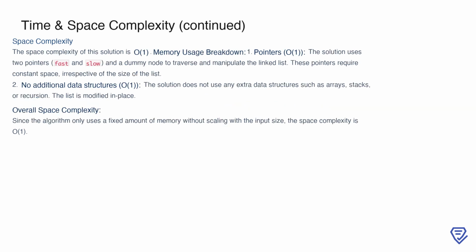The space complexity of this solution is O(1), meaning it uses a constant amount of memory regardless of the list size. This efficiency is achieved through careful use of pointers. Specifically, the algorithm uses two pointers, fast and slow, along with a dummy node to manage the traversal and modification of the list. These pointers do not require additional memory that scales with the input size.